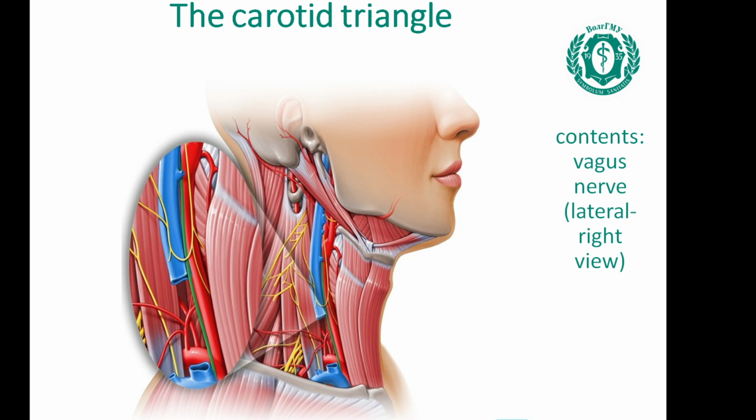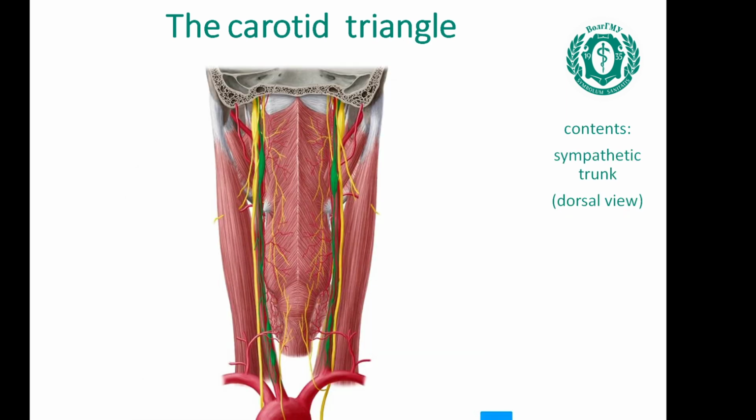Vagus nerve and its way and its branches. Sympathetic trunk, the part of the sympathetic nervous system.